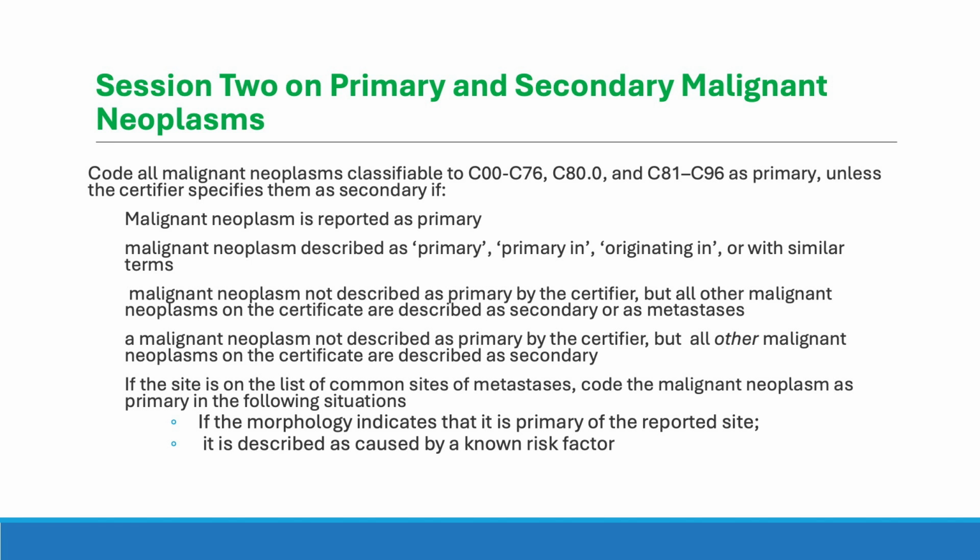1. When the malignant neoplasm is reported as primary. 2. When the malignant neoplasm is described using terms such as primary, primary in, originating in, or similar terminology. 3. When the malignant neoplasm is not described as primary by the certifier, but all other malignant neoplasms on the certificate are described as secondary or as metastasis. And 4, when a malignant neoplasm is not described as primary by the certifier, but all other malignant neoplasms on the certificate are described as secondary.